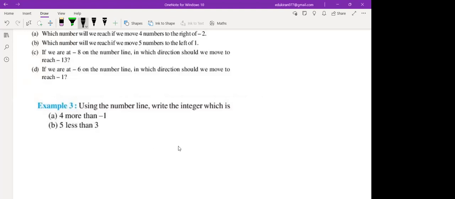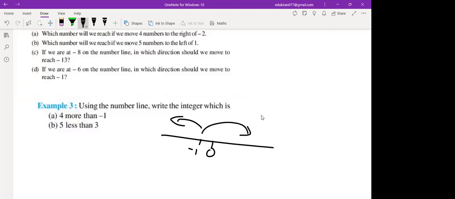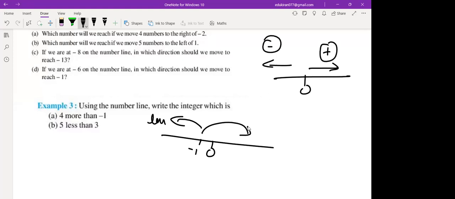Wait. Let me just clarify the first one. -1 is here. So now the numbers which are more will always be there. This will be less. Remember this one: you move right, always add. And when you move down, it becomes negative. So, ma'am, 5 less than 3 is -4. 5 less than 3 would be -4.